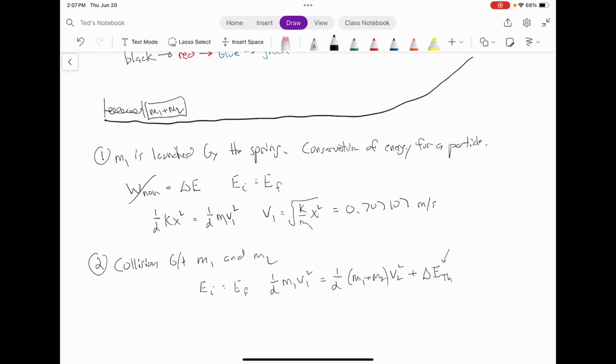So for example, if this was 10 joules and this was 8 joules, we know that this would have to be 2 joules because energy is conserved, but we don't have an equation for the change in thermal energy. So this would have 2 unknowns in it, and we can't solve that. So we are not going to use energy for collisions. We are going to use momentum. So for this, we're going to use conservation of momentum.